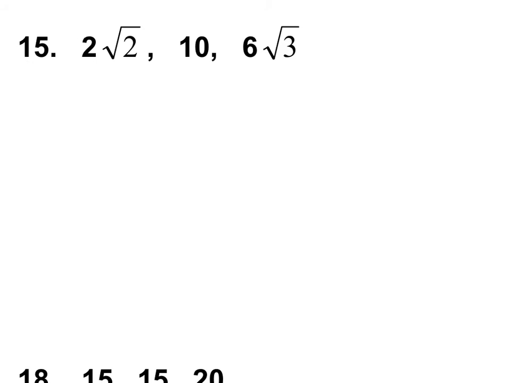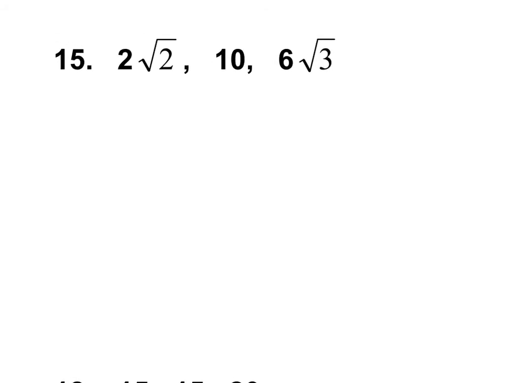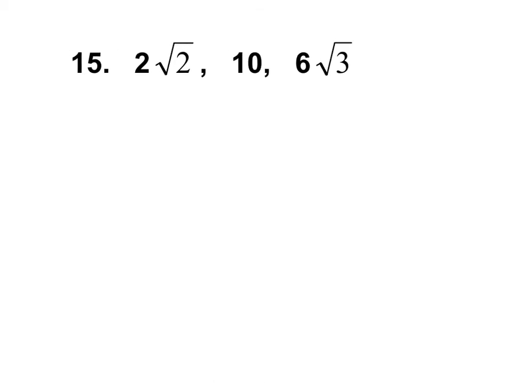All right, number 15. In this one we have 2 sets of radicals. So I need to type both of these in. 2 square root of 2 is approximately 2.8. And if I square it, I'm just going to go ahead and square it right now, it equals 8. 6 square root of 3 is approximately 10.39. And if I square that, it's 108. So in this case, I just squared them both right away. We know we're going to have to square these.